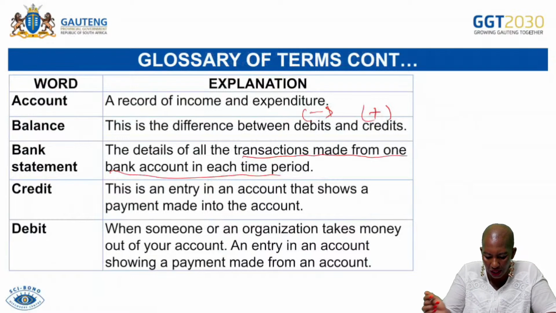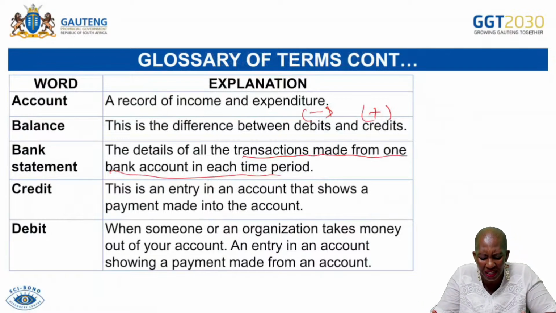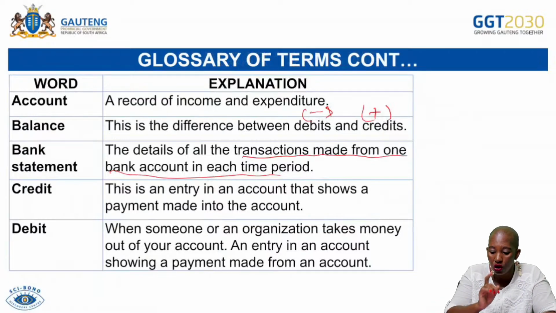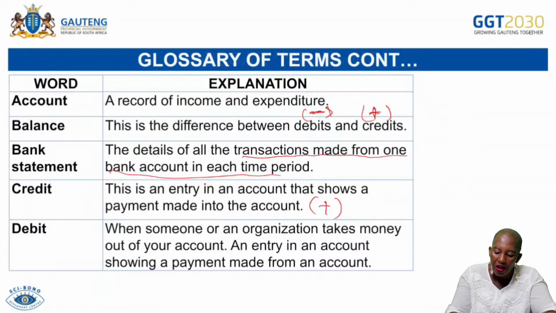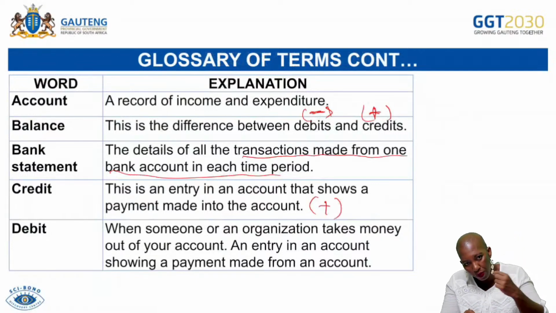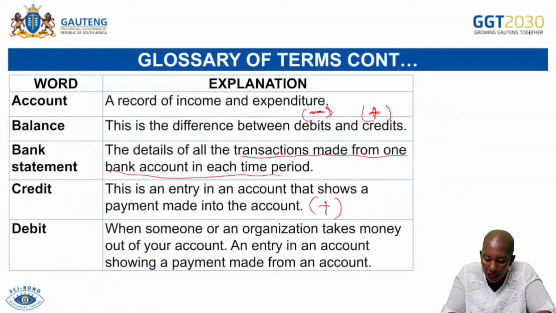Now let's continue, boys and girls. Now we are saying with the credit, this is an entry in an account that shows a payment made into an account. Remember what I said to you when I was talking about the balance. I said the balance is the difference between the debits and the credits. And I said the credits is the money coming in. So every time I make a payment, it comes into my account. So it is shown by what? By positive.